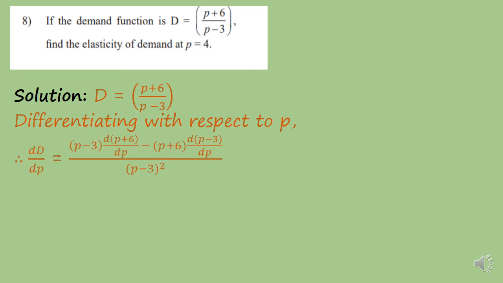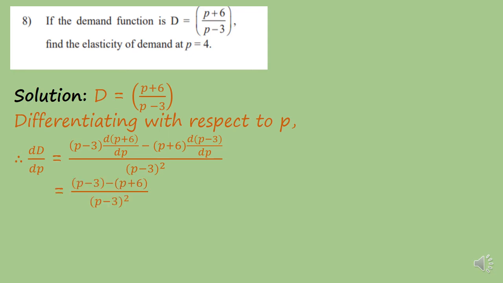As you can see, it is the quotient rule which has been used, because (p + 6)/(p - 3) is a fraction, and so when you find the derivative of a fraction, you use the quotient rule. I hope you remember the quotient rule. So we have p minus 3, that is the denominator, into derivative of the numerator, minus numerator into derivative of the denominator, the whole upon denominator the whole square. Just check if you remember the formula.